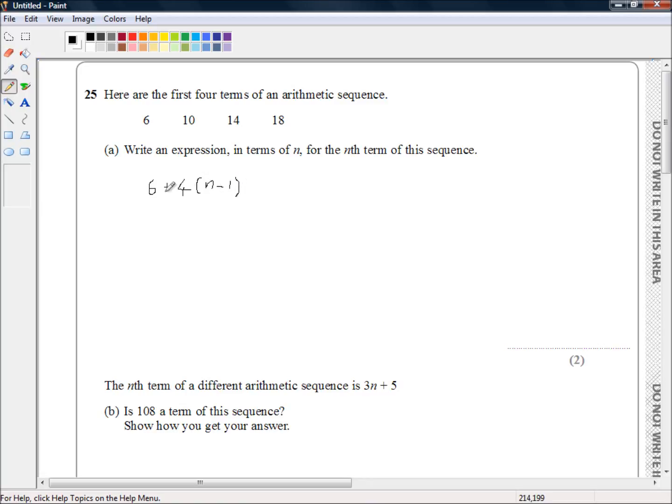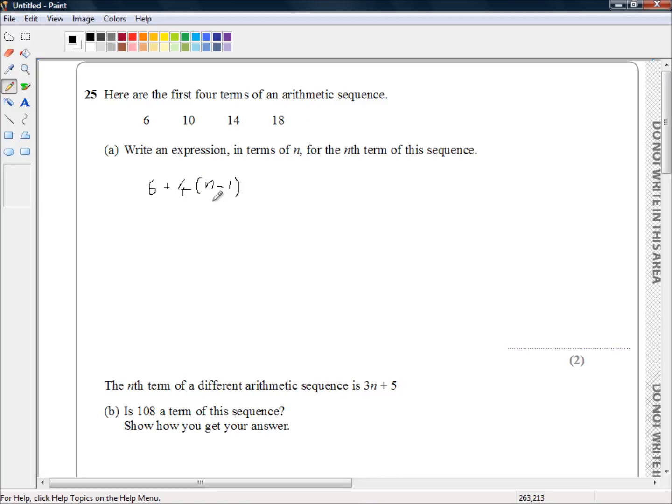So we've got our expression as 6 plus 4 into n minus 1. When n is 1, 1 minus 1 is 0, 0 times 4 is 0, we've got 6. When n is 2, we get the second term, so 2 minus 1 is 1, 1 times 4 is 4, 6 plus 4 is 10. When we want the third term, we take n equals 3, 3 minus 1 is 2, 2 times 4 is 8, 8 plus 6 is 14, and so on, going up in 4s.